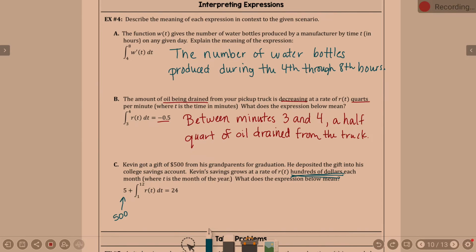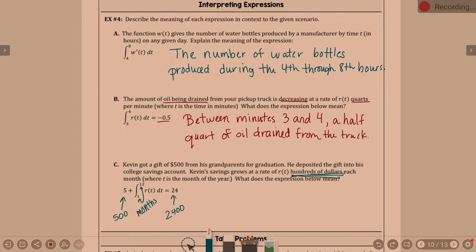Which, what's that mean about that 24? Then that is $2,400, right? What's 1 to 12? Months. So basically, the course of a year. All right.